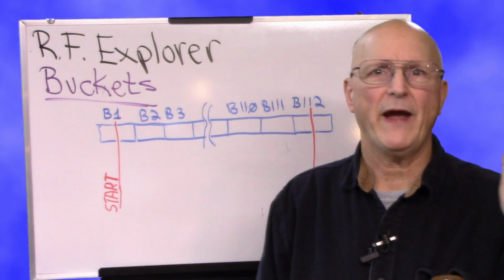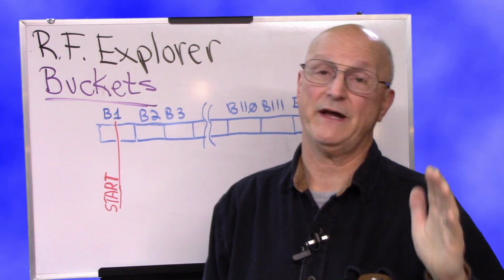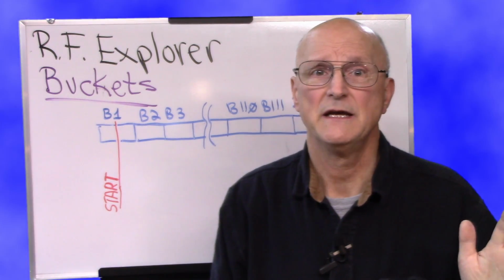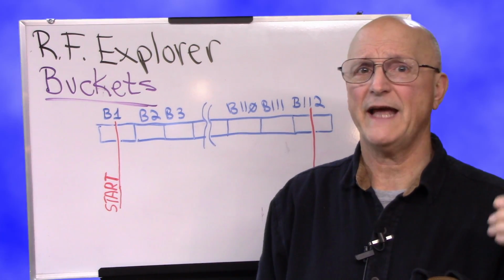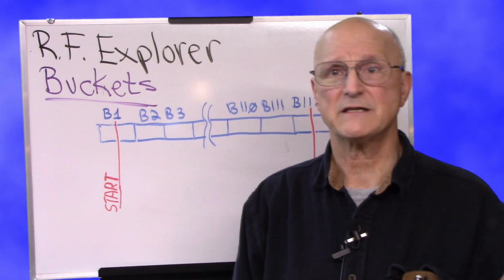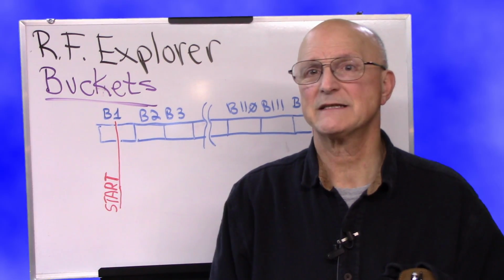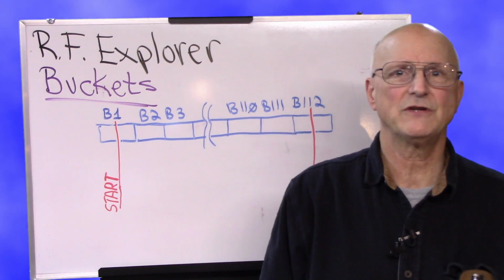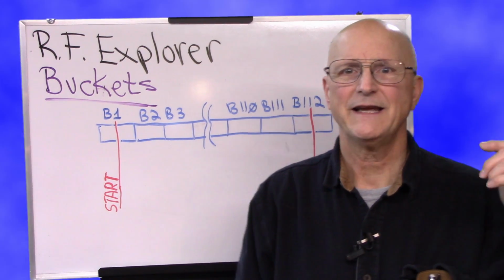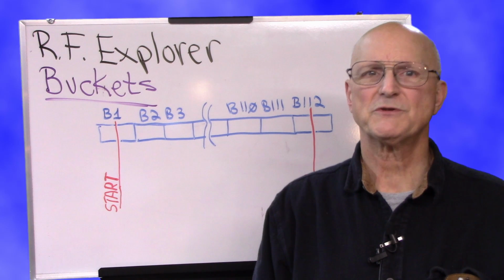Now, because the two end buckets already straddle the start and stop frequencies, the frequencies reported for data in these buckets are the start and stop frequencies. Let me say that I've provided an Excel spreadsheet calculator for you to calculate this stuff. The link is in the description below.